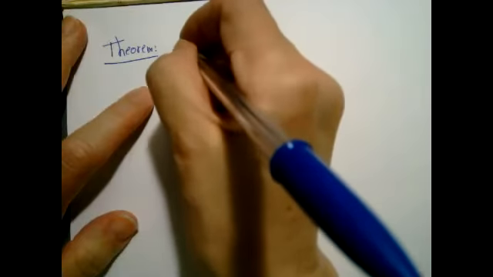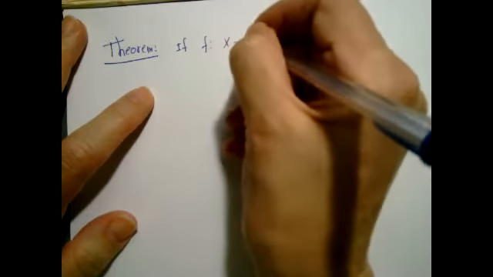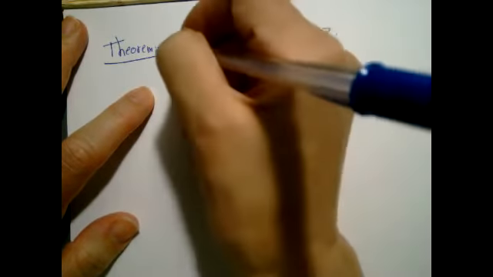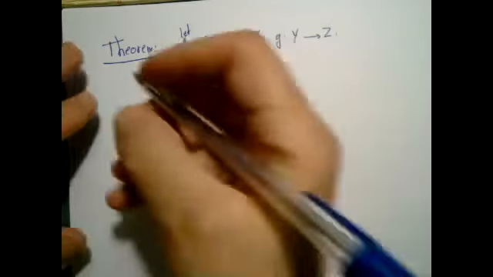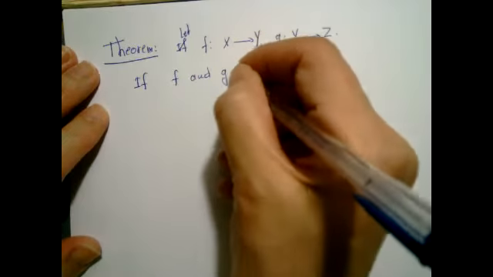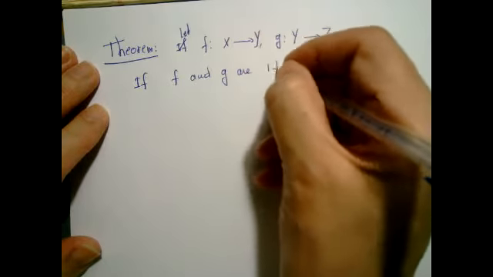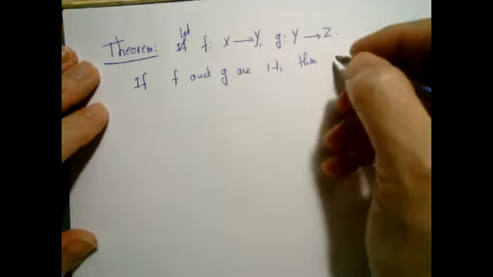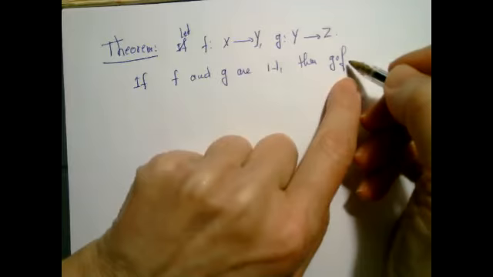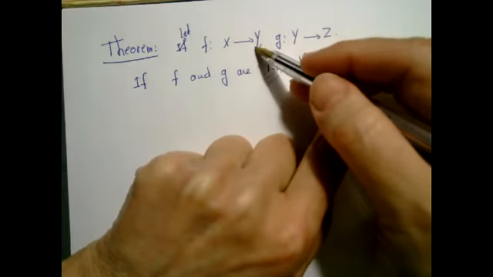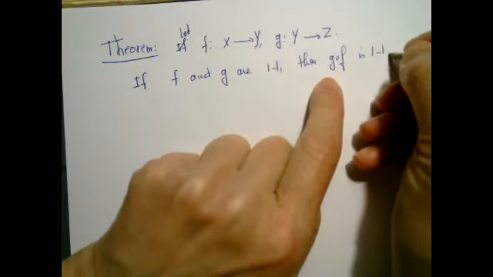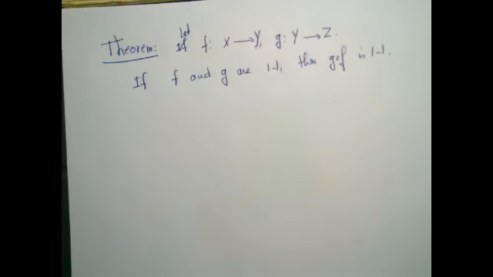So if F is a function from X to Y, and G from Y to Z, sorry, I meant to Z. So if F and G are one-to-one, then their composition, I have to be careful, how the composition here is G composed with F. That makes sense because F of x is in Y, and then G of something. Then G composed with F is one-to-one.